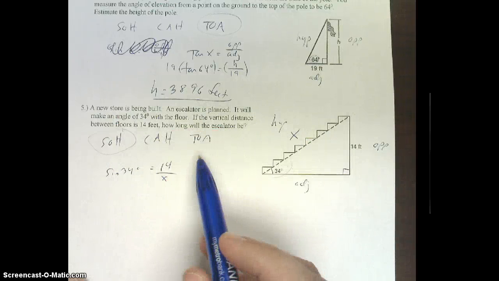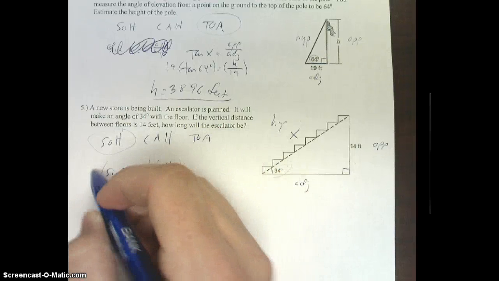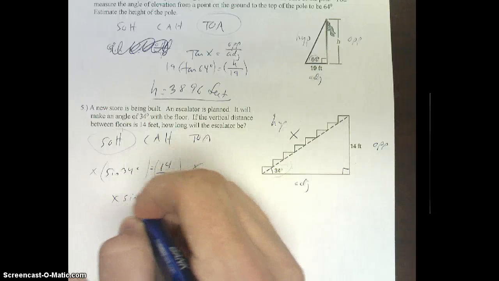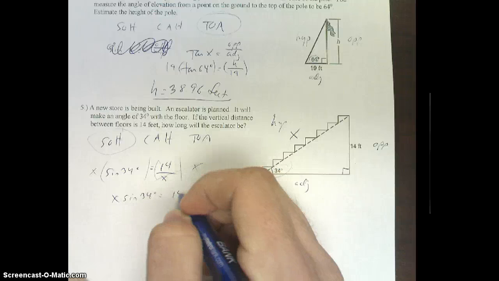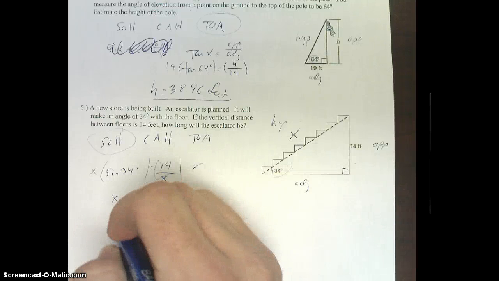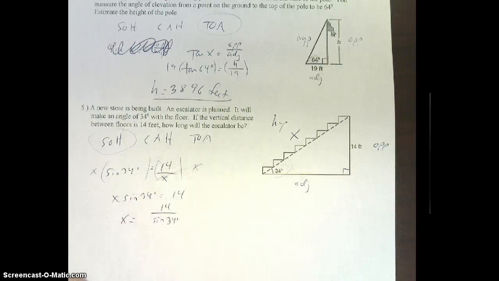Now, notice here, I want to get x by itself. So I got to first multiply both sides by x. That cancels out here, and I get x sine of 34 degrees equals 14. Now I have to divide by sine of 34. So x equals 14 divided by sine of 34 degrees.